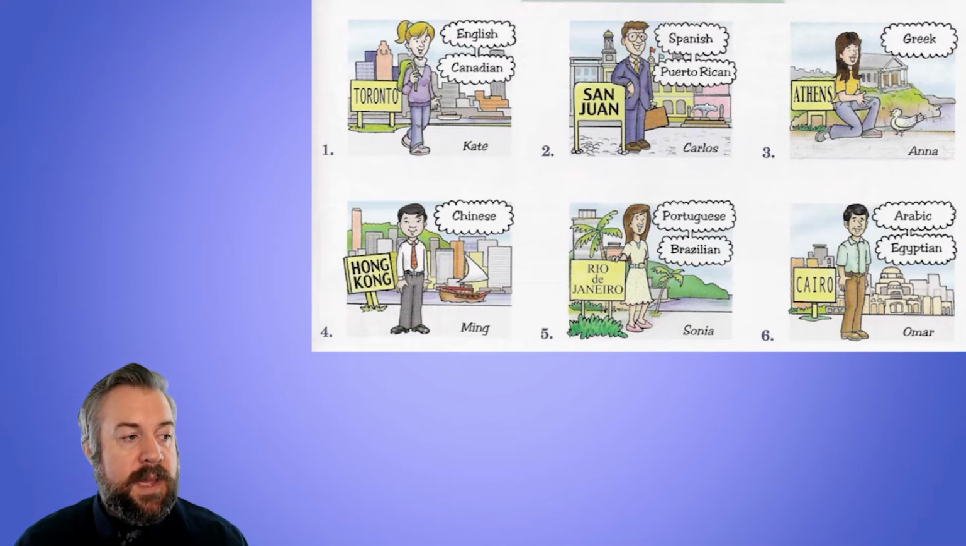Number 3, we have Anna. What is her name? Her name is Anna. Where does she live? She lives in Athens. What language does she speak? She speaks Greek.